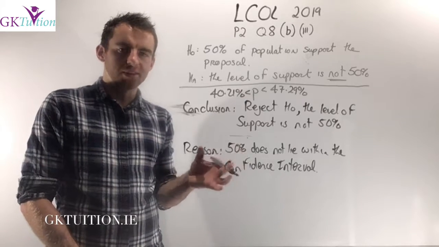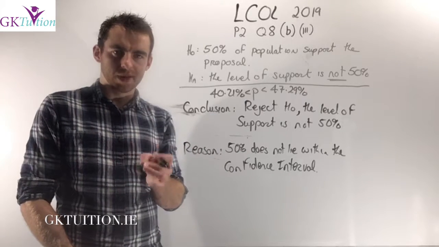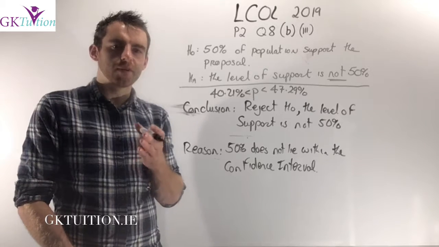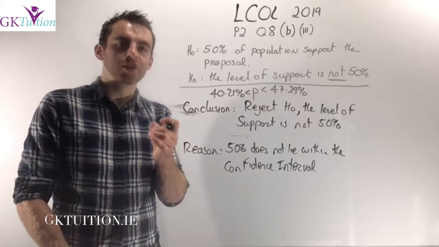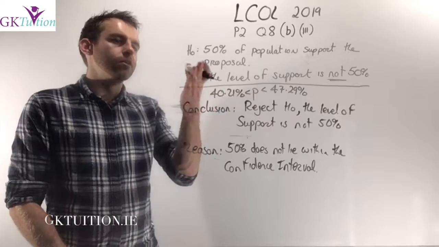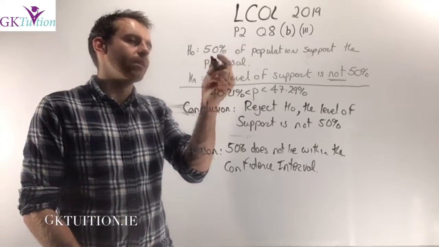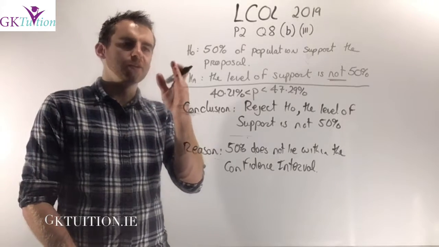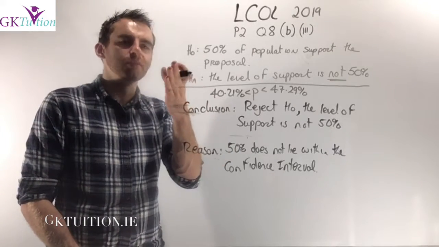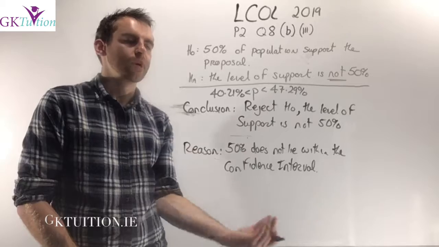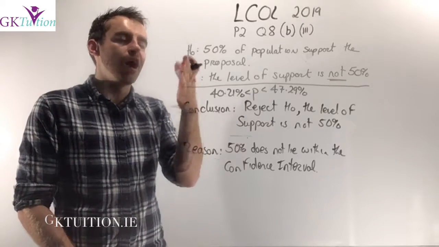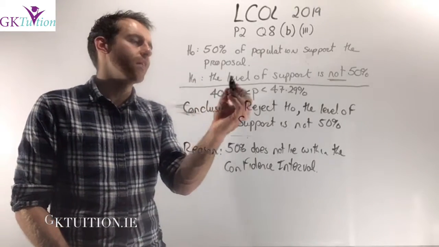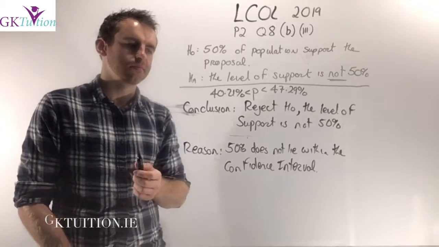So we have to do a hypothesis test based on the local newspaper's claim. The local newspaper claimed that 50% of the population agree with the proposal. So our null hypothesis is exactly that: 50% of the population support the proposal. Your null hypothesis, you would always agree with the claim. You will assume that what the newspaper said is true. The alternative hypothesis is then the opposite of that. In this case, the level of support is not 50%.